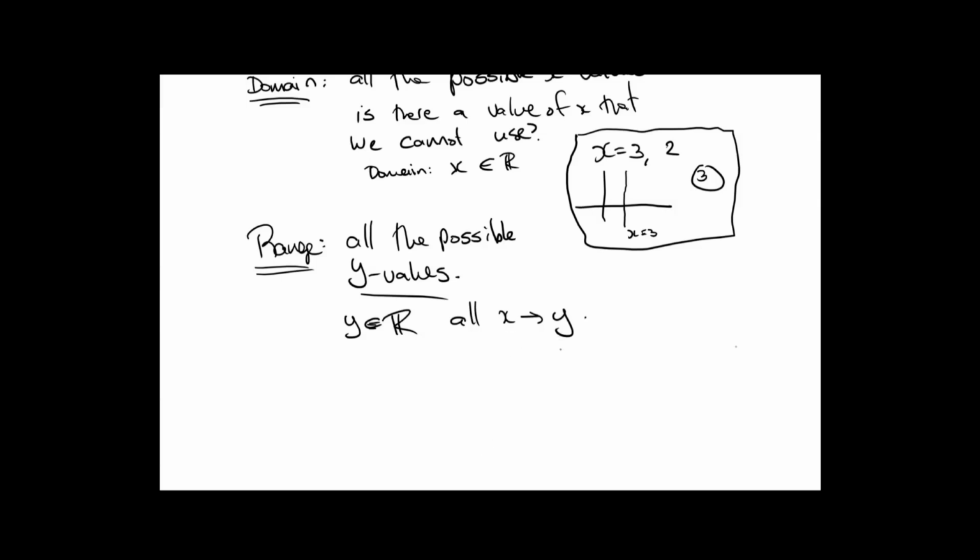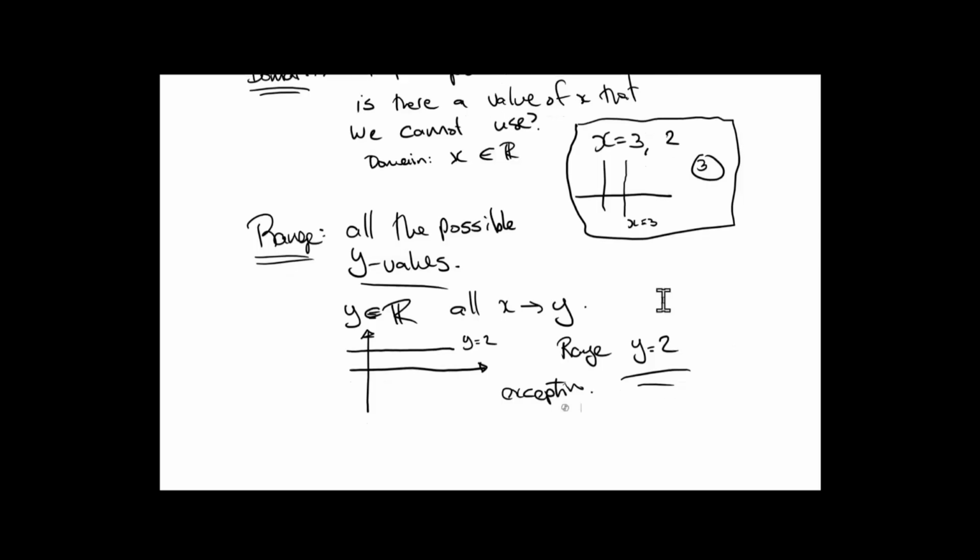The exception to that is, again, a perfectly flat line. So this is our XY coordinate system, and something like that which is parallel to the x-axis, of course, is only going to have one value. So this is, say, y equals 2. The range for this would be y equals 2, and that's it. But again, that's the exception to the rule.